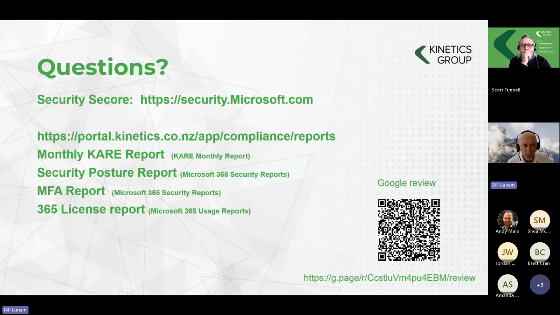If you log into the partner portal, you'll find the monthly care reports are in there under the folder care monthly reports. The security posture report is under the folder Microsoft 365 security reports. In that same folder, you will find an MFA report. It gives more detail than what you find on your care report. Also very useful is the Microsoft 365 usage reports folder.